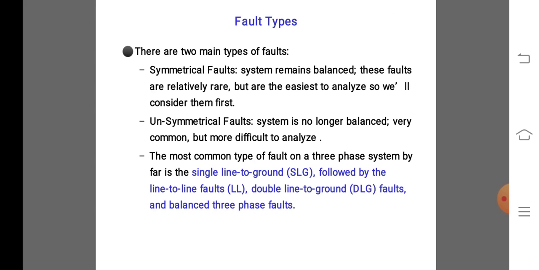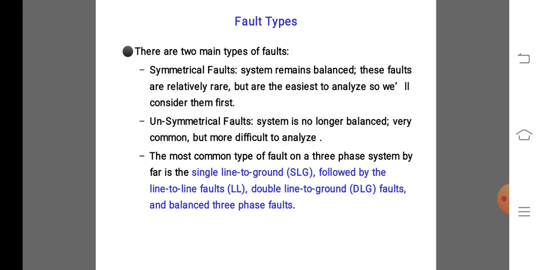These are fault types. There are two main types of fault: one symmetrical fault, another one unsymmetrical fault. Symmetrical fault, in the sense, always the system remains balanced. These faults are relatively rare because the symmetrical fault gives a reasonably minimum number of faults compared to unsymmetrical fault. Unsymmetrical fault is no longer balanced. It is very common but more difficult to analyze.